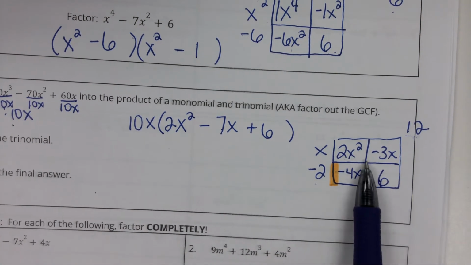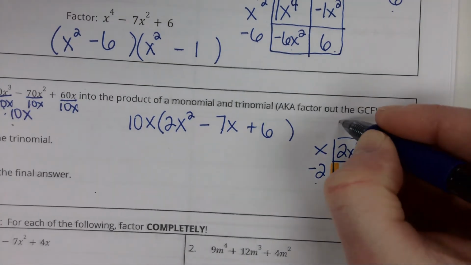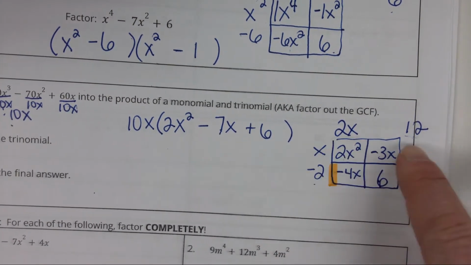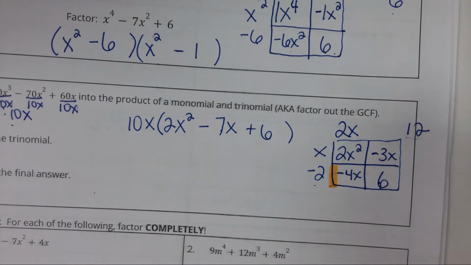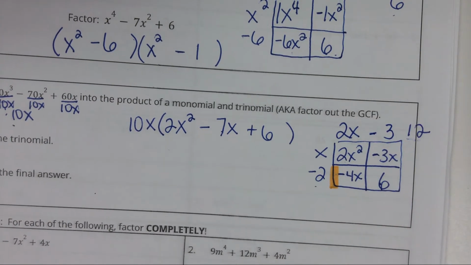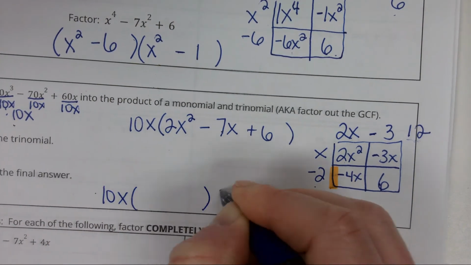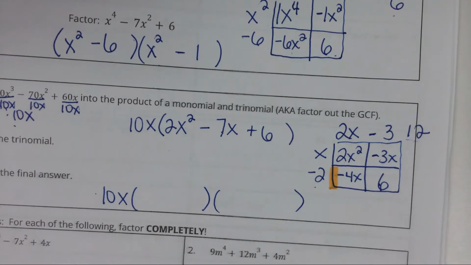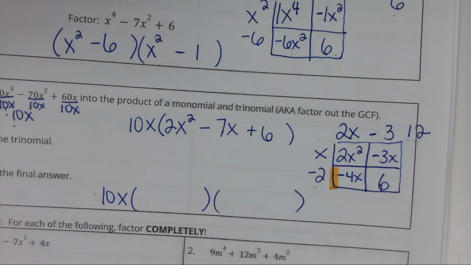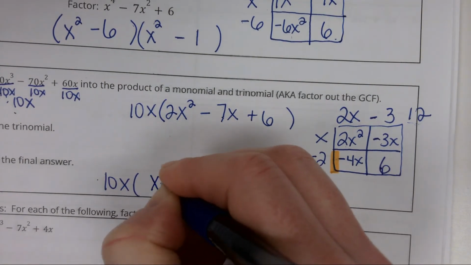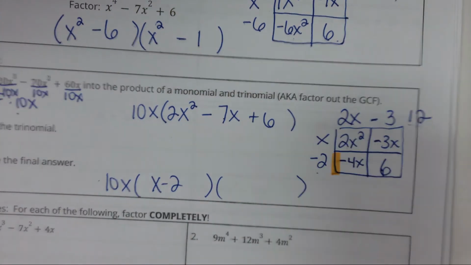Let's go up. -2. 2x. This is positive. Now this one's negative, closest to the outside, minus 3. But how does a positive go into a negative? So putting it all together. All right, so putting it all together. The 10x was still there. Now I write my sides of the box. So x minus 2 and 2x minus 3.